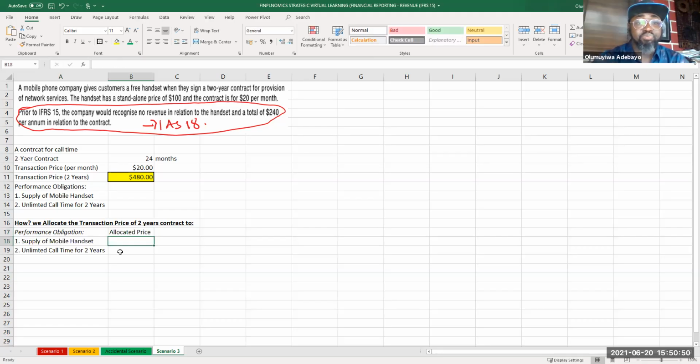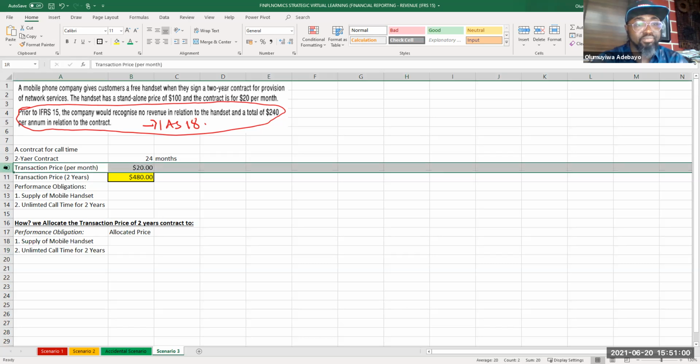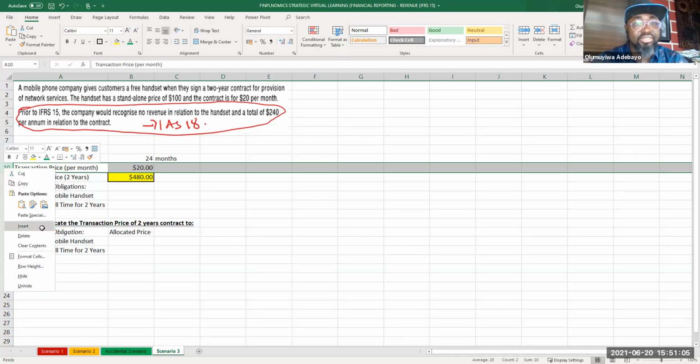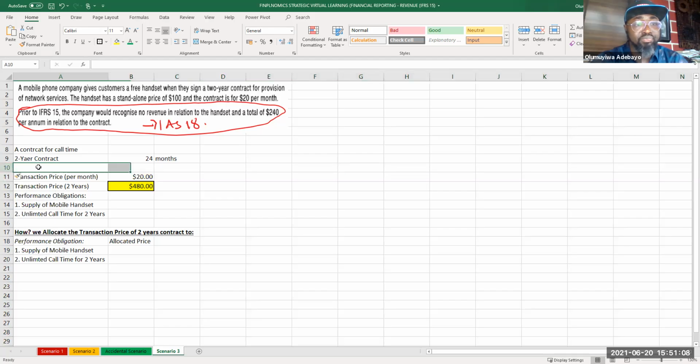Allocated price. Now, this question is so easy, where we are given standalone prices, or at least we're given the standalone price of assets. And since we are given the standalone price of assets, which is how much? 100.